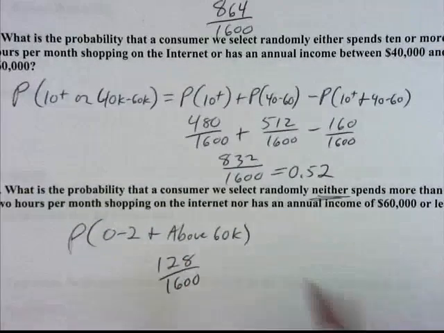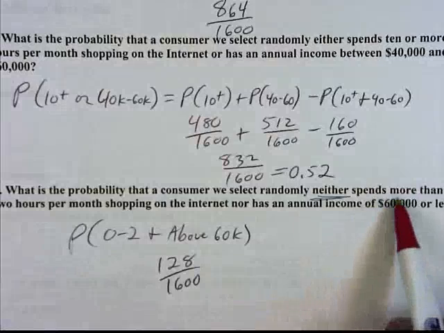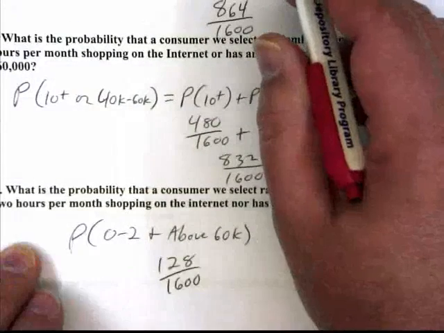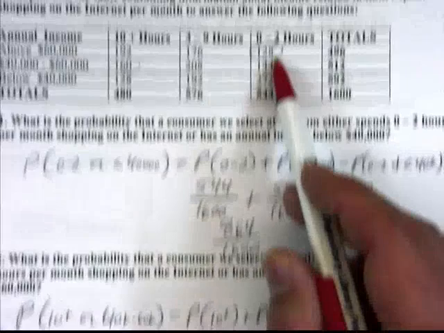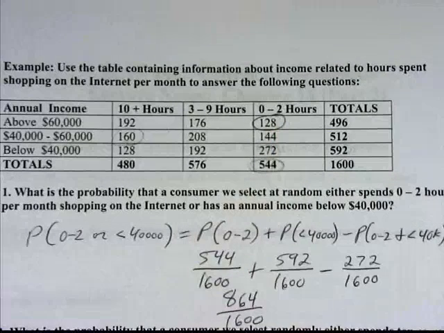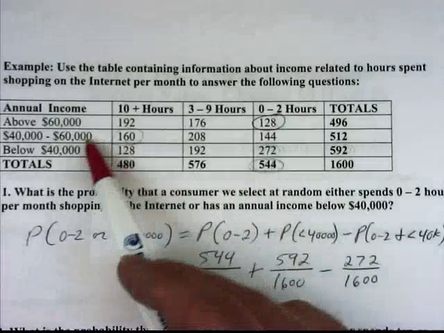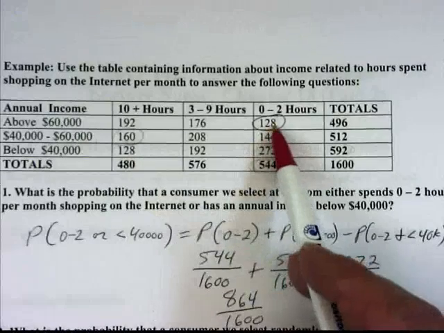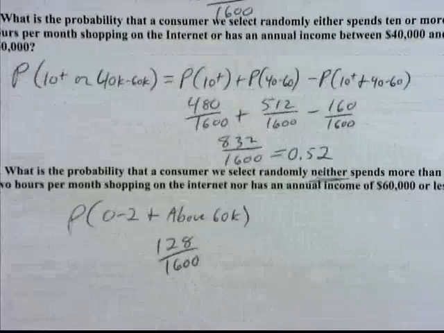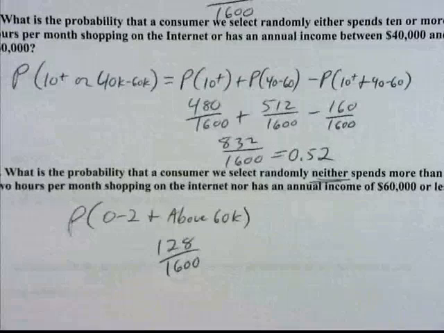Those folks didn't spend more than 2 hours. They spent less than 2 hours. So those folks didn't spend more than 2 hours, and they didn't have an annual income of 60,000 or less. They were above 60,000. All right. So hopefully that's not too confusing with the wording. So there's some ideas to how to deal with multiple events that we're interested in.